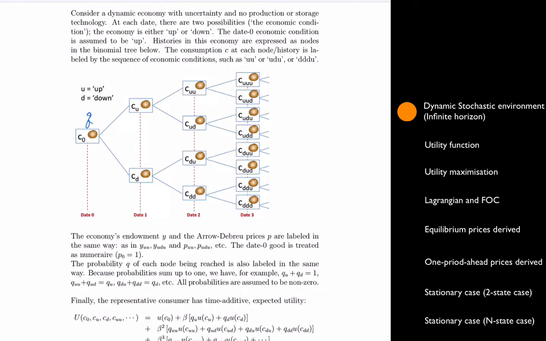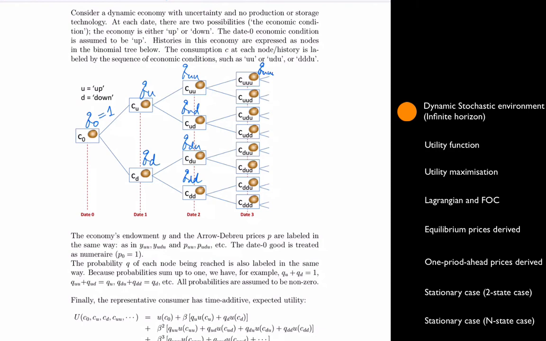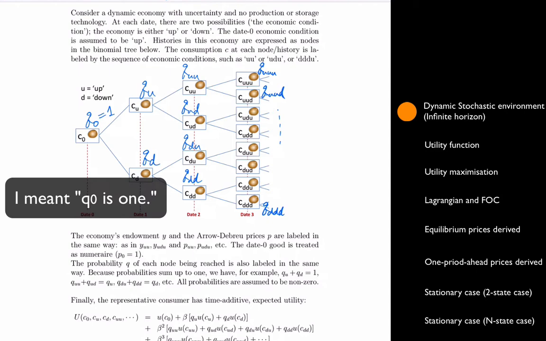So Q0 is the probability of this initial node being reached, which is of course 1 because we start with this node. QU and QD are the probabilities of these node U and node D are reached. QUU, QUD, QDU, and QDD, these 4 nodes at date 2 are reached with these probabilities. And so on up to QDDD. Q0 is 1, and QU plus QD is equal to 1.